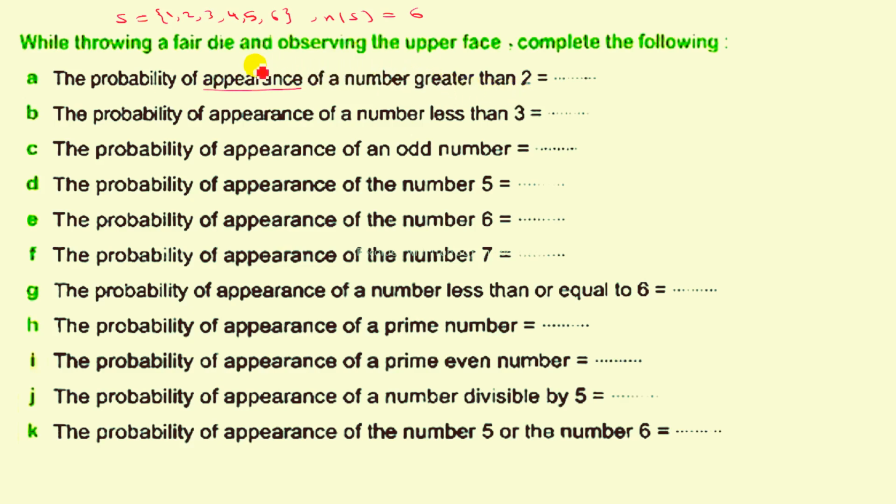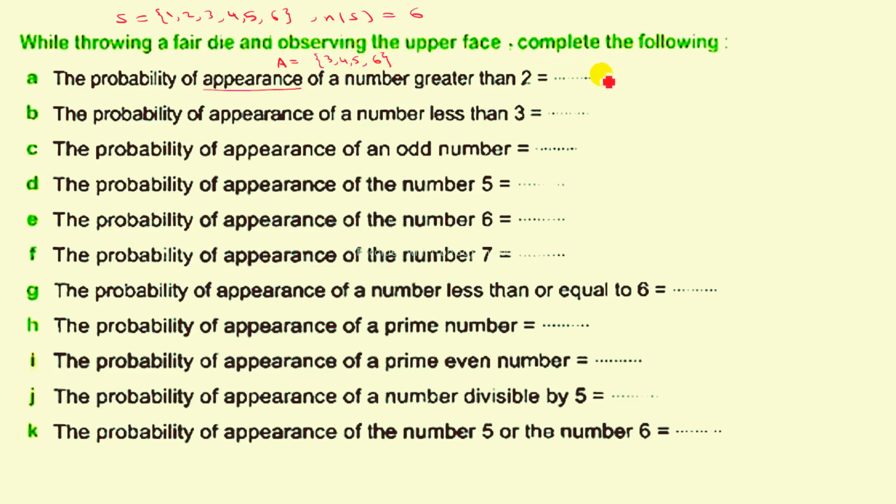تعال نكتب إيه؟ الإيفنت. يبقى هنا الايفنت the probability of appearance of a number greater than 2. تعال نكتب الايفنت نفسه. ممكن نسميه event A. What are the numbers that are greater than 2 on the sample space? 3 4 5 and 6.